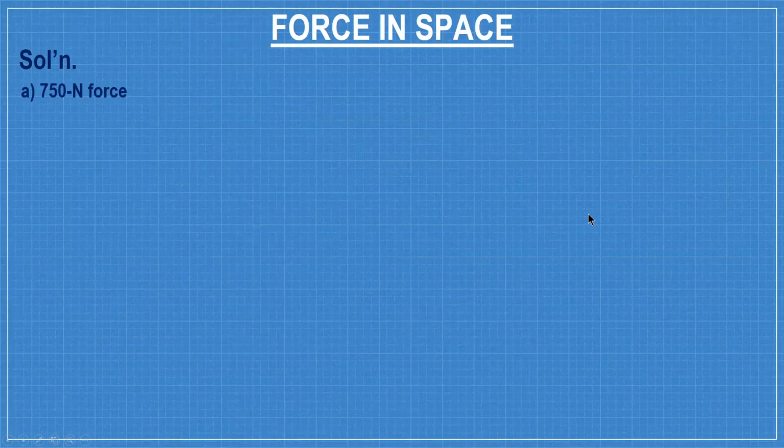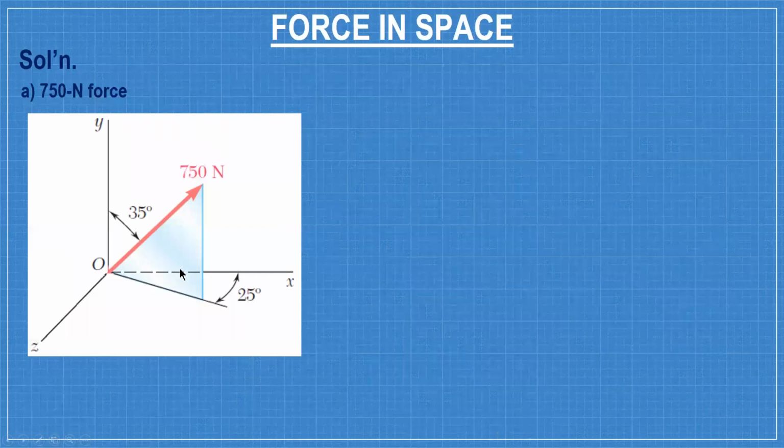For the 750 Newton force, we have this one. And the angle that the force makes with the y-axis is 35. So what you will do is construct a rectangle. In this case it is a parallelogram, since it is 3D, no? But it is a rectangle, 90 degrees. And you have Fy, and then Fh.